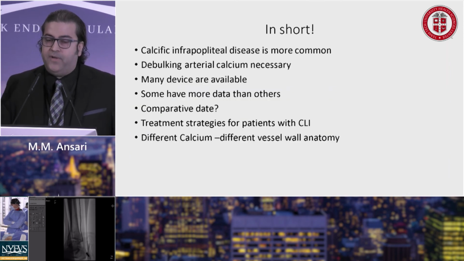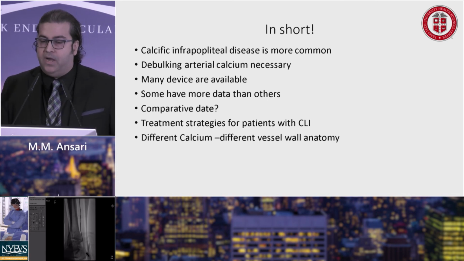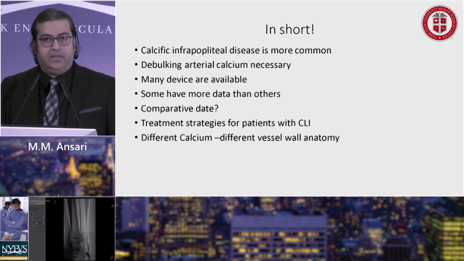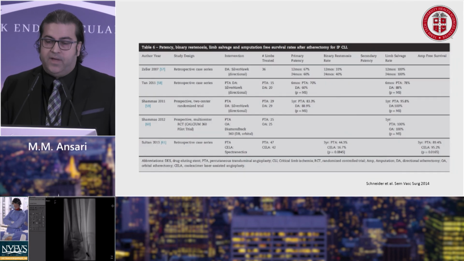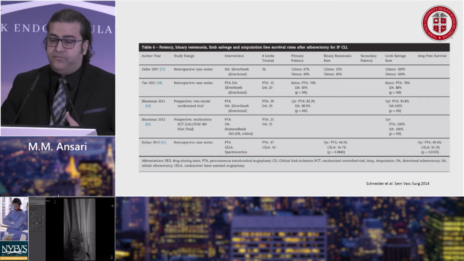So in short, calcified intrapopliteal disease is more common. Debulking artery calcium is necessary. Many devices are available, and they all have their place. And there's comparative data to show different strategies on them. It is a completely different pattern of calcium in these vessels, and it's a different vessel wall anatomy. These are the devices that can be used, and there's different data.